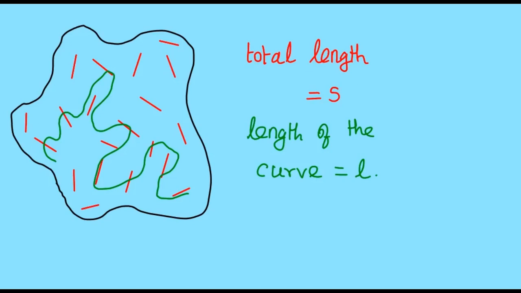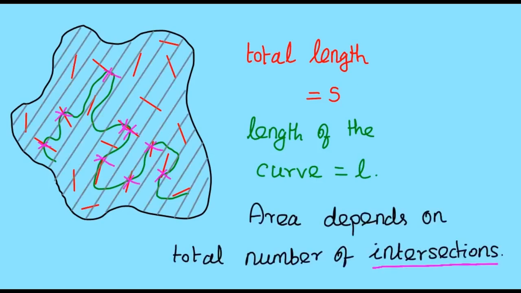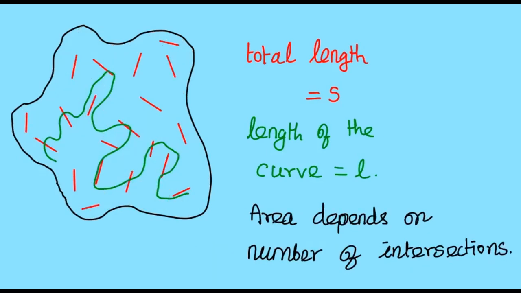It depends on the total area of the enclosed region. Why? Because larger the area, the more sparsely packed will be the lines. If the area is smaller, then the random lines will be packed densely. So the area depends on the total number of intersections. As we have already seen with the original Buffon's needle problem, we can calculate the precise probability and the relation between these parameters: length of the curve, length of the random lines, and the area of the enclosed region.